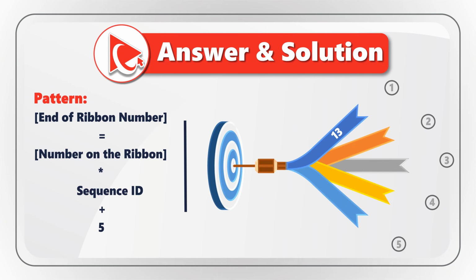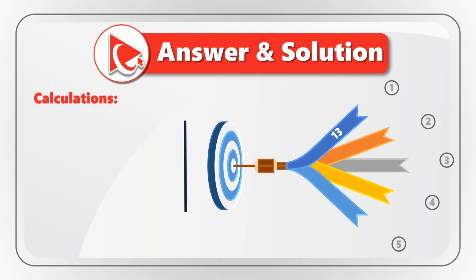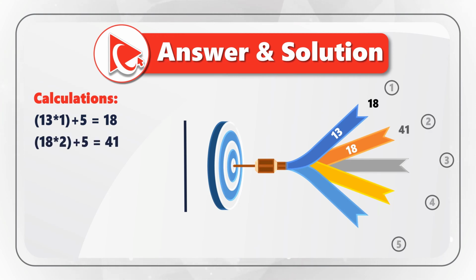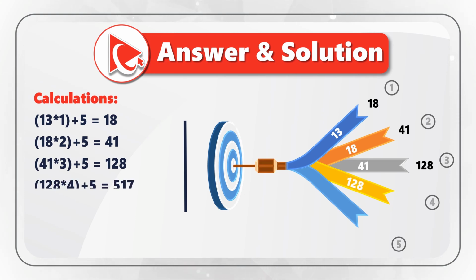The first blue ribbon has the sequence number 1, so the ribbon number is calculated as 13 multiplied by 1 plus 5, which equals 18. The second ribbon number is calculated as 18 multiplied by 2 plus 5 equals 41. The third ribbon number is calculated as 41 multiplied by 3 plus 5 equals 128. And the fourth ribbon number is calculated as 128 multiplied by 4 plus 5 equals 517.